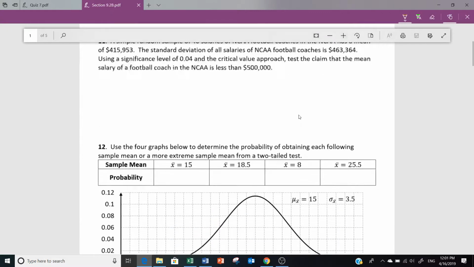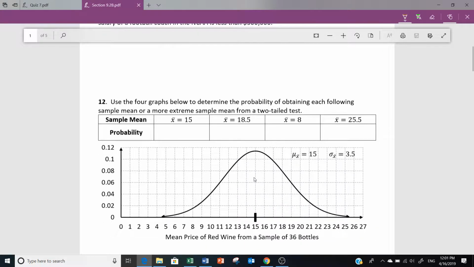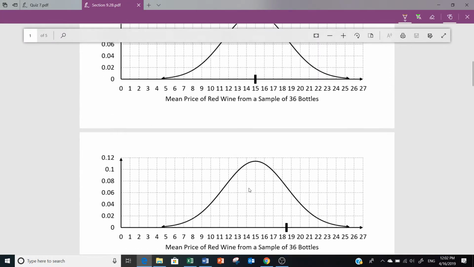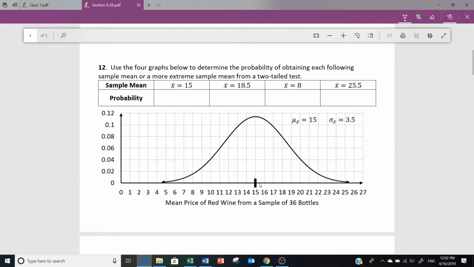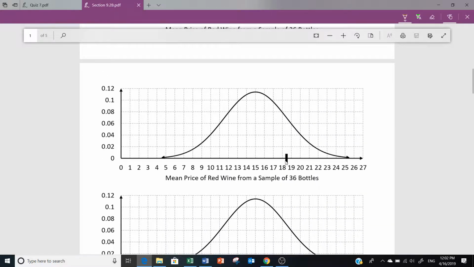Okay, so we're going to look at the probability of obtaining these sample means here, or more extreme sample means. So what do we mean by more extreme? I'm going to do the first one for you. Do you see how these 4 graphs each correspond to the 4 sample means we have? What does the first graph correspond to? 15. Why do you think I put a little bar here? Because the first sample mean is 15. The second one is 18.5, so that's why I put a little bar here at 18.5.